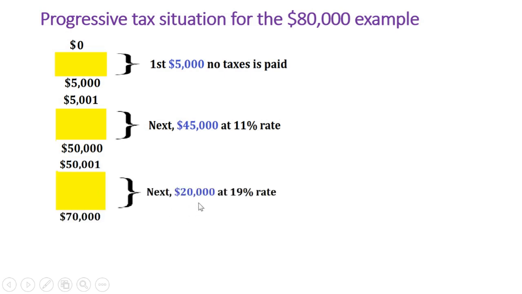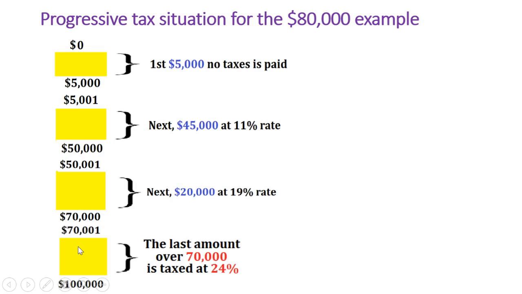Then the next 20,000, between 50,001 to 70,000, we multiply at the 19% tax rate. And any amount over the 70,000, we multiply by 24% tax rate. So the last amount, in this example where we are using 80,000, the last 10,000 amount is multiplied by 24%.